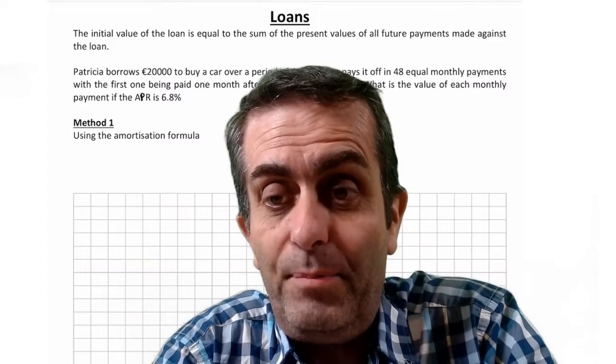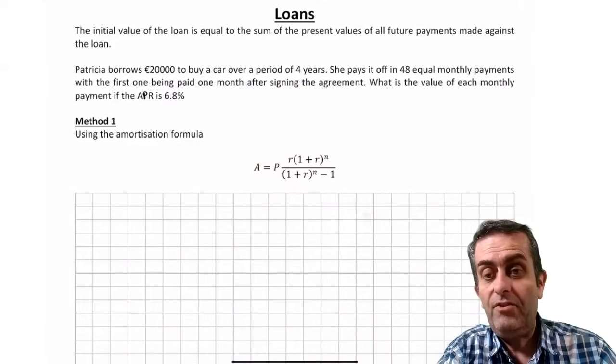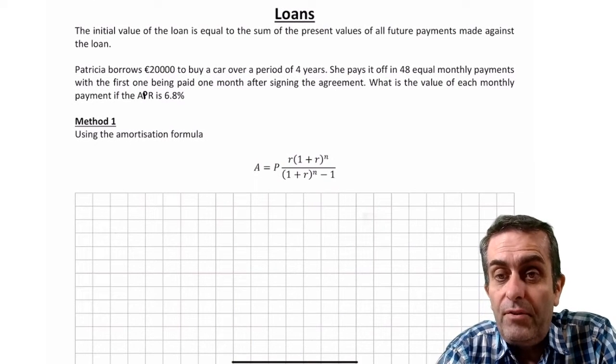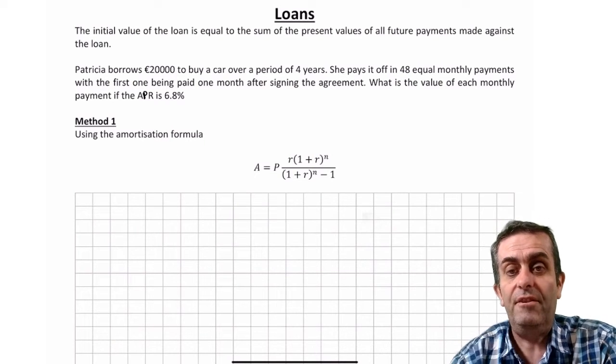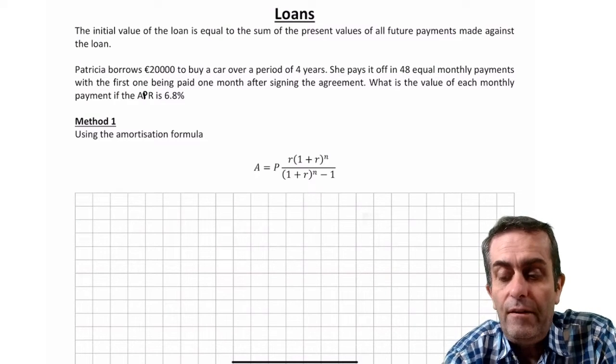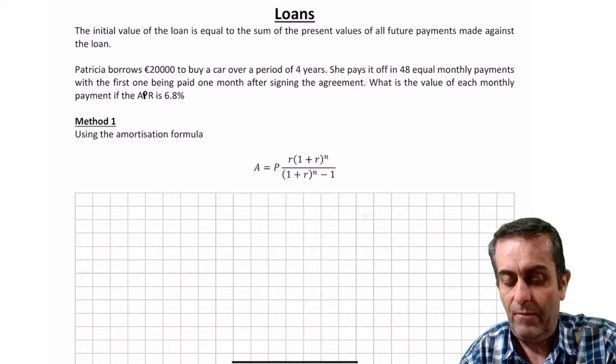Demonstrate the techniques perfectly. Now, in our first example, we have a situation where a lady called Patricia borrows €20,000 to buy a car over a period of 4 years. She pays off this loan in 48 equal payments. The first one is to be made 1 month after she signs the agreement.